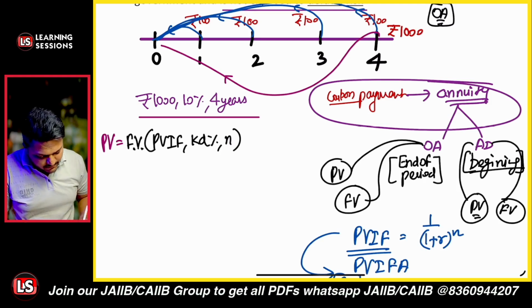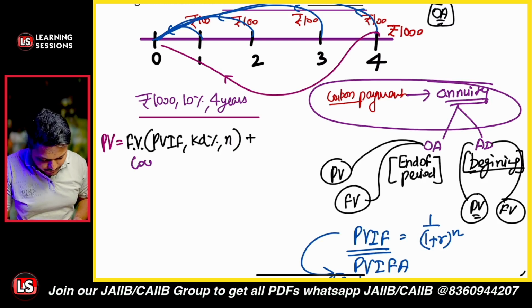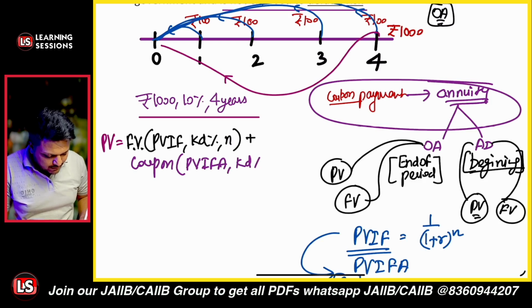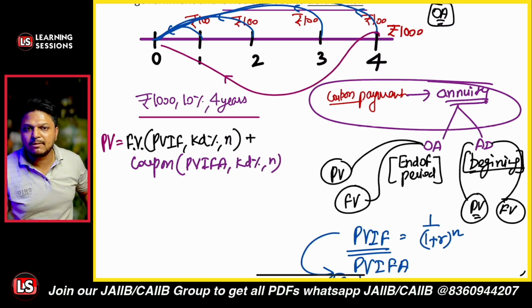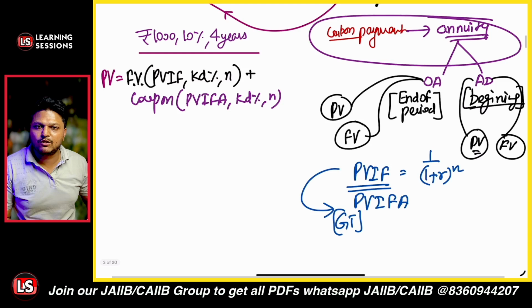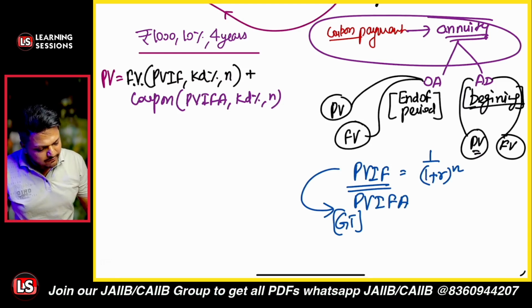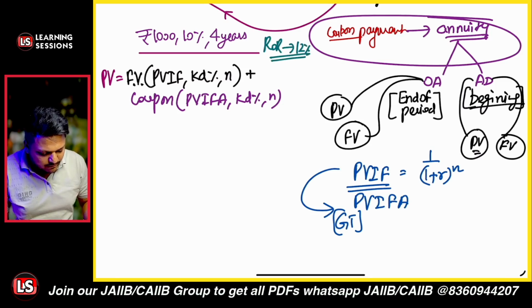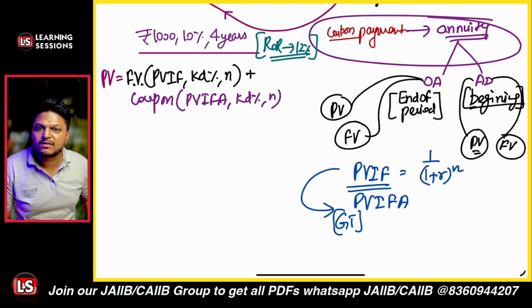So the first factor is for the face value, plus the second factor would be related to the coupon value, and the coupon is forming an annuity. So present value interest factor of annuity, PVIFA, for the required rate of return and n number of years. So this is a simple formula for calculating the present value of the bond. Now let's assume that the required rate of return is given to be 12%.